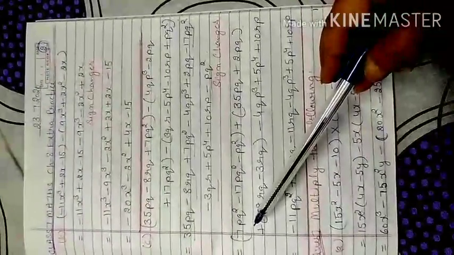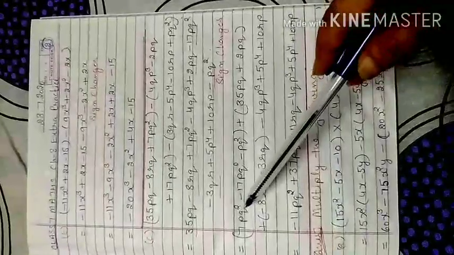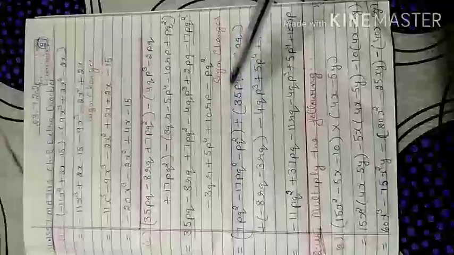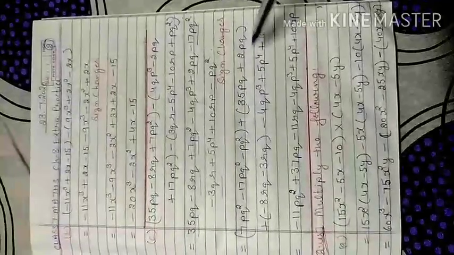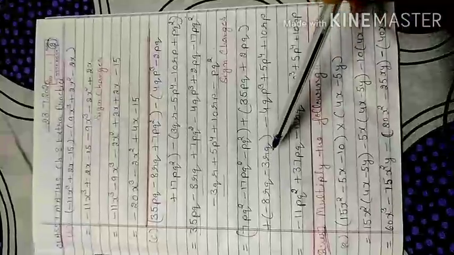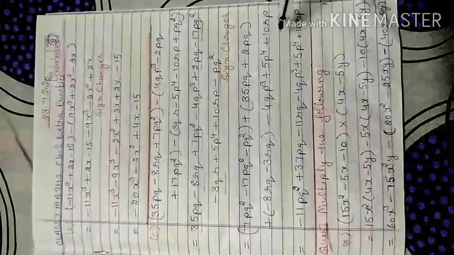Like first I find the like term pq square. So there are 3 terms of pq square: 7pq square, minus 17pq square, minus pq square, and 2 terms of pq, 35pq plus 2pq, and 2 terms of rq also, minus 8rq minus 3rq. The other 3 terms are left, so there is no like term for them.